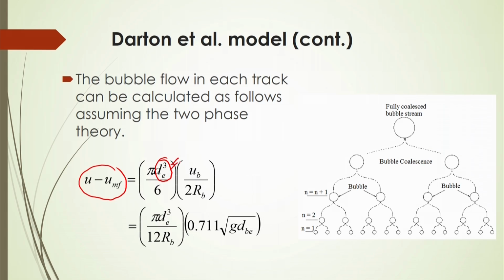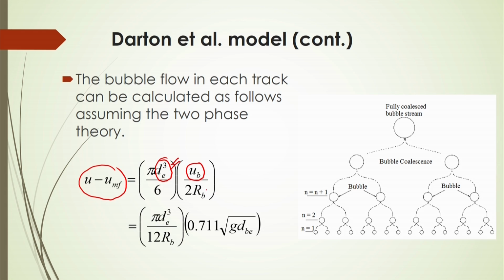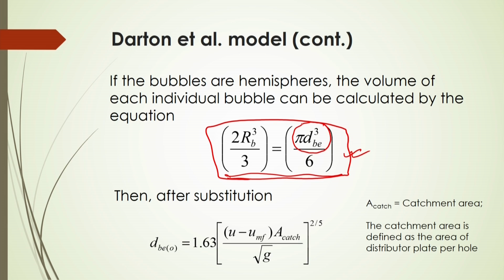So, in that case you have to calculate from the equivalent bubble diameter, and the bubble rise velocity can be calculated by the correlation given earlier. Here R_B is the bubble radius, and you directly substitute the bubble rise velocity, then you can calculate the relative velocity of the flow of bubbles inside the bed. If the bubbles are hemispheres, the volume of each individual bubble can be calculated by the equation here. All bubbles may not be spherical, some bubbles will be hemispheres. In that case, 2 pi R_B cubed by 3 is equal to pi d_B cubed by 6, which is satisfied here to calculate the equivalent bubble diameter by considering a spherical bubble.